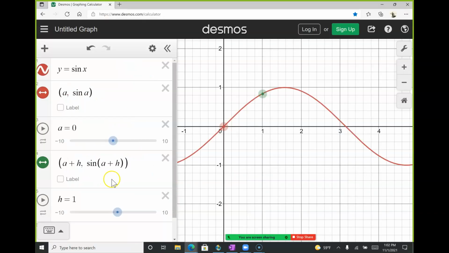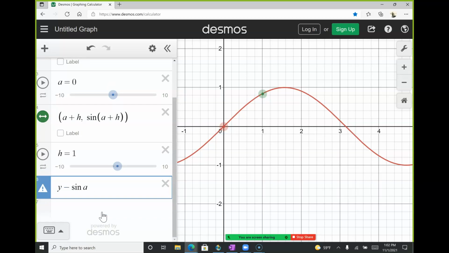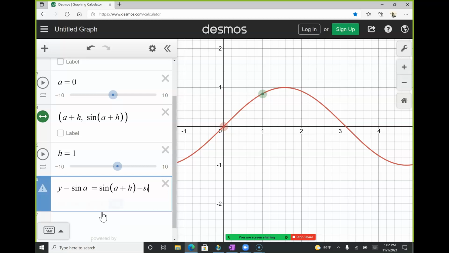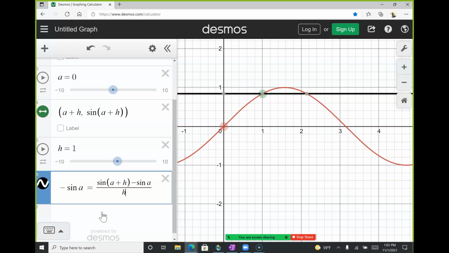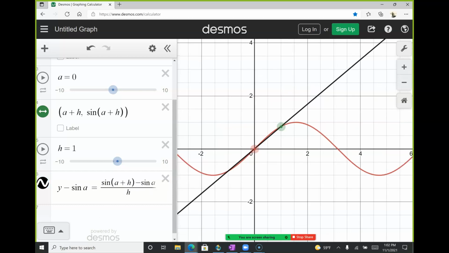We all must. So I'm putting in now my secant line. y minus sine of A equals my secant slope, which was sine of A plus h minus sine of A, all divided by h, times x minus A, just like I wrote on the other page. And now you can see that I'm actually crossing the curve.